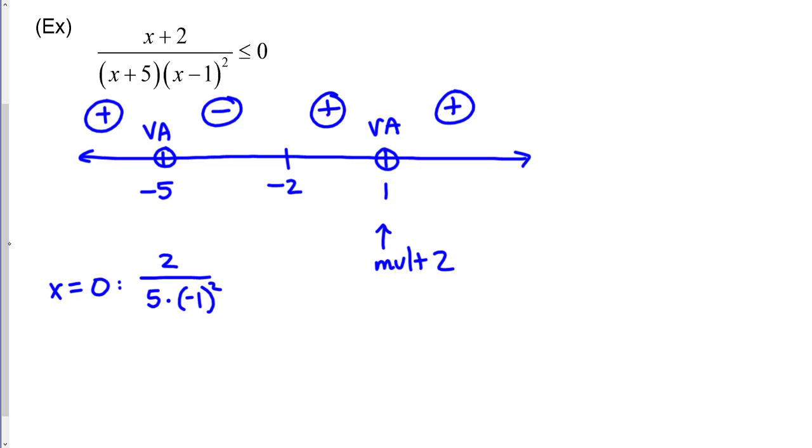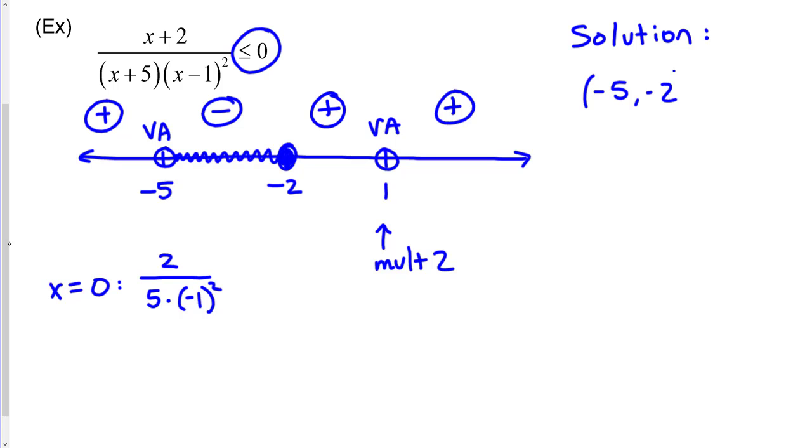Now, the answer is looking for where this is less than or equal to 0. So it's less than or equal to 0 on the interval right along here. But be careful in that you can include the -2, because it's less than or equal to. You can include the -2, but you still can't include the -5 because it's an asymptote, and that could never be part of a solution. So your final answer here, your solution, is going to be the interval from -5, not including the -5, up to -2 inclusive.